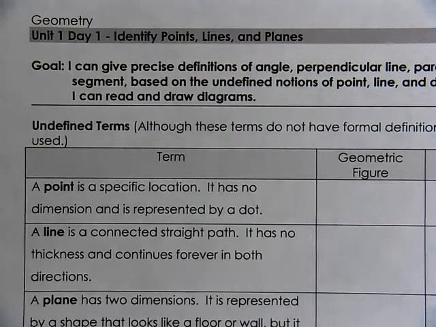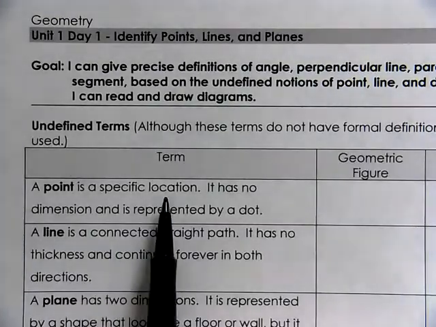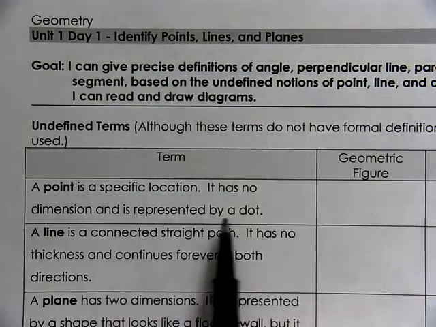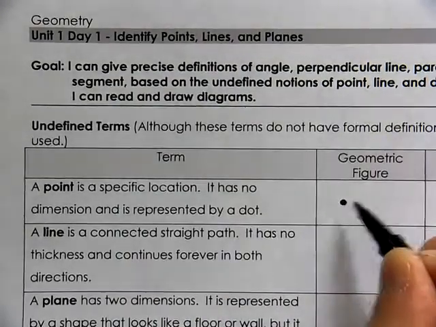So let's start off with this very first term that you see here. We're talking about a point, the most simple of objects. So a point is a specific location. It has no dimension and is represented by a dot. So you know what that looks like. There's your dot.